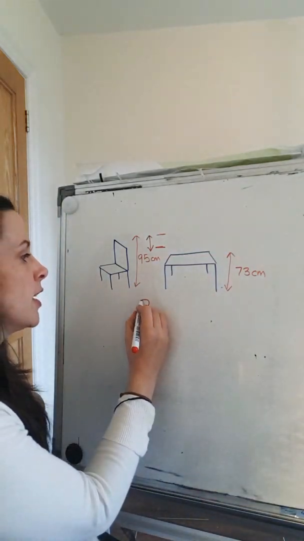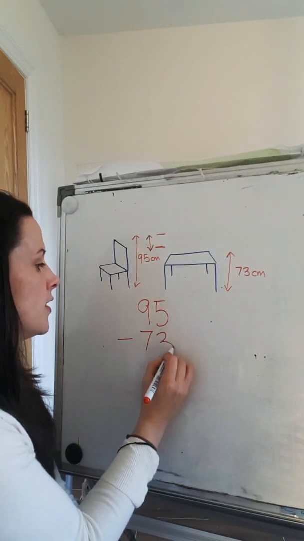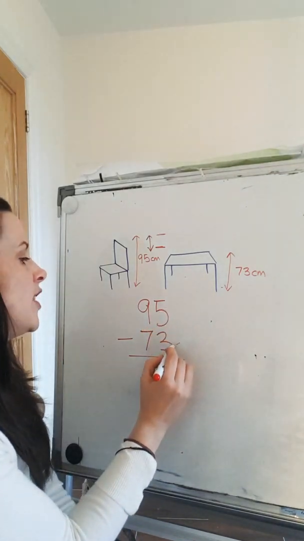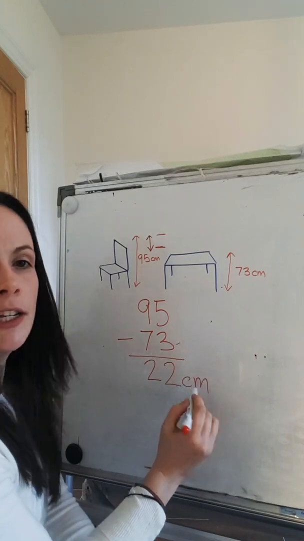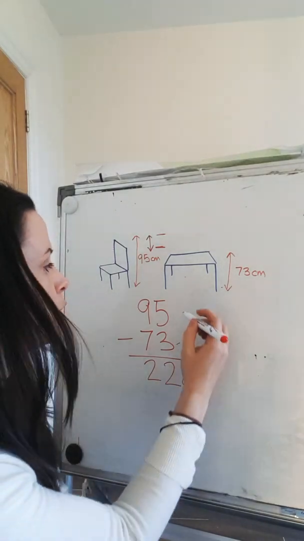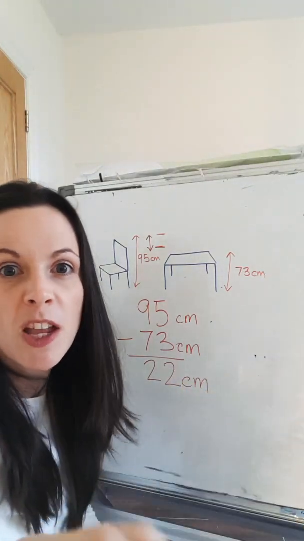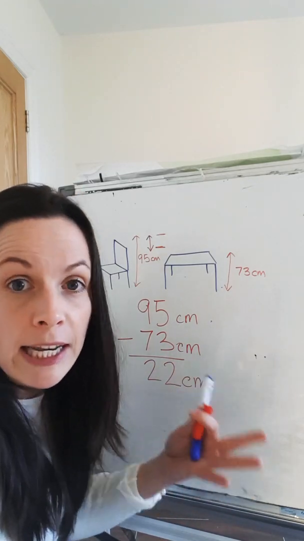So again, write it out. 95 take away 73. What do we take away first? Units. 5 take away 3 is 2. 9 take away 7 is 2. 22 centimeters. Don't forget your measures. I should have put that in. You always put your answer, because it could be 22 sweets, 22 fireworks, 22 leaves.